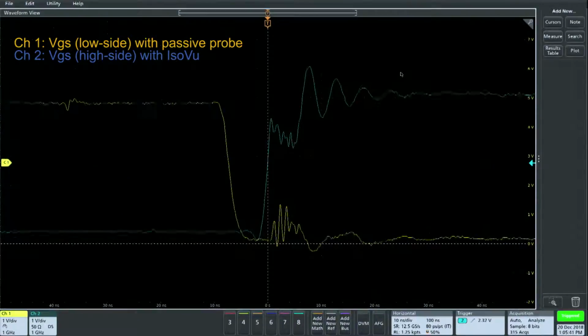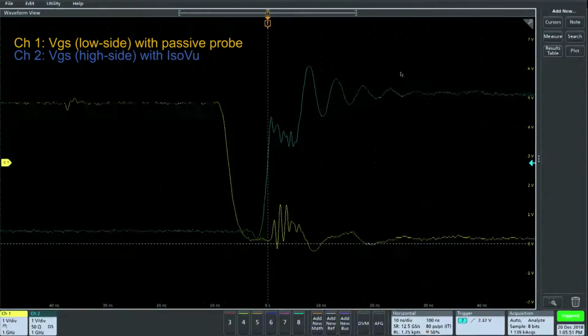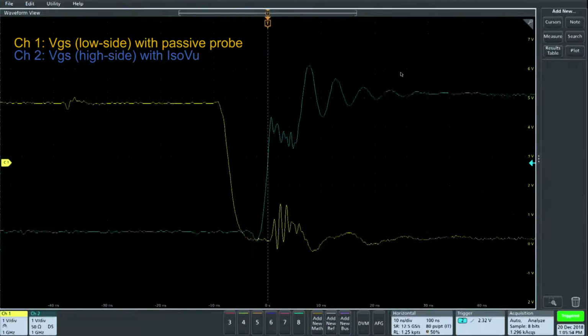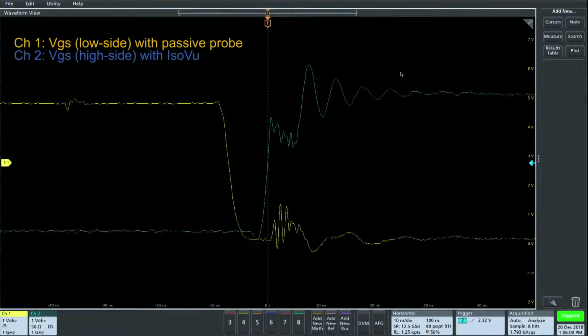So before I started using this probe, I could never see Miller plateau on a gate measurement, right? And you can actually see with that, right? So right there, you can actually see a Miller plateau, and then it charges again and goes on. This ringing is because of the layout issues and stuff we have with this board, but you can really see all the details in that charge cycle, right?